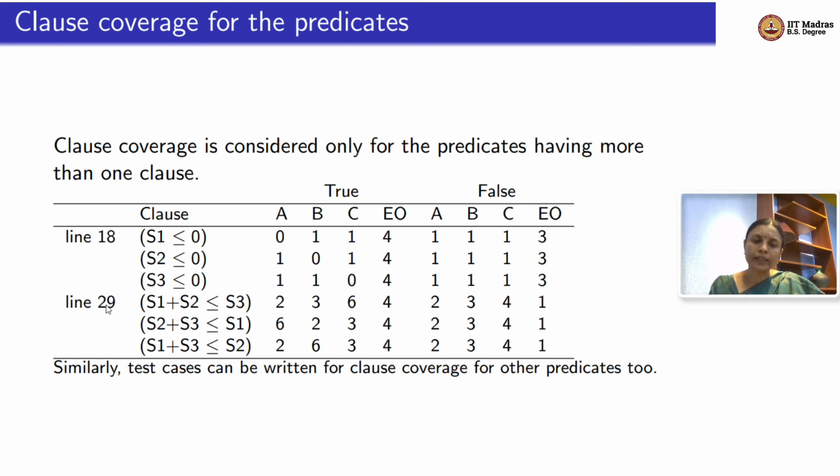Similarly, for the predicate in line 29, there were 3 clauses, S1 plus S2 less than or equal to S3, S2 plus S3 less than or equal to S1 and so on. And these are the 3 values. You could give any value that satisfies this condition for each clause being true, each clause being false, and set the expected output to be whatever the triangle type turns out to be.